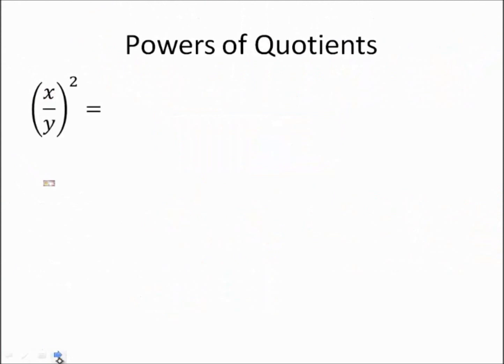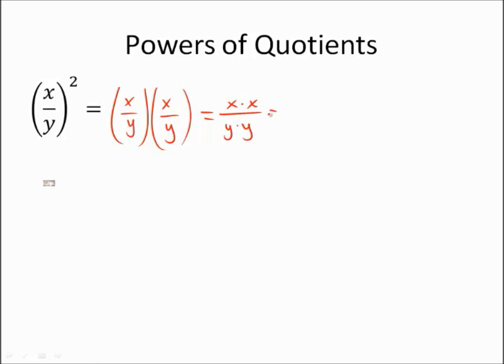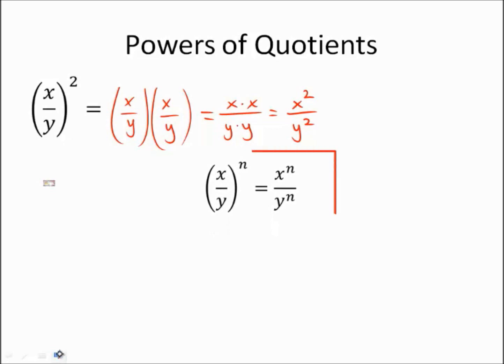Similarly, we can look at powers of quotients. So when you have fractions and you multiply them by themselves, you really end up multiplying all the top numbers and all the bottom numbers, which results in squaring the numerator and squaring the denominator, giving us this rule. A fraction to a power really takes each component, the numerator and the denominator, to the same power.